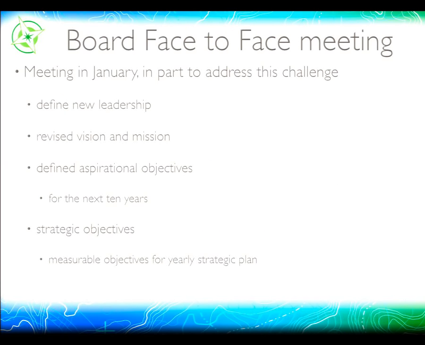In January, the OSGeo Board had a face-to-face meeting. For those of us like myself that were new to the board, it was really a good opportunity to figure out how the organization functions. We had a couple of tasks. One was to define new leadership and really work on the vision and the mission and these aspirational objectives. The idea was we really wanted to set up the foundation to succeed for the next 10 years. Just a note, we did take Daryl's feedback to heart, and we're really doing a strong separation between our aspirational objectives versus our measurable strategic objectives that would be part of a yearly strategic plan.